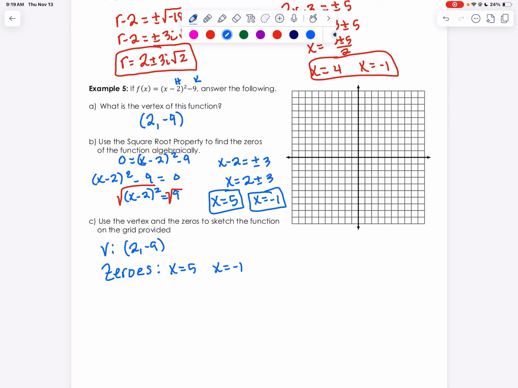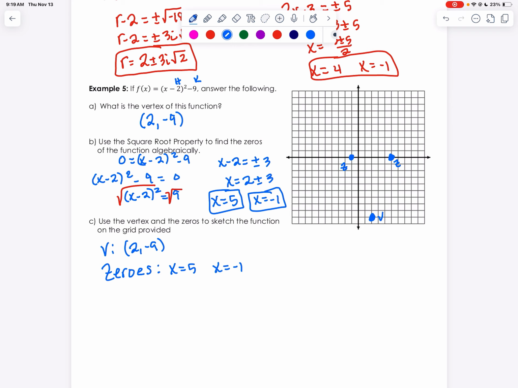So I will put my vertex on first. 1, 2, 1, 2, 3, 4, 5, 6, 7, 8, 9. I will label that with a V. Okay. My positive 0 is at 5. 1, 2, 3, 4, 5. Put a little z there for my first 0. And then we have a 0 at negative 1. So that's our other 0.